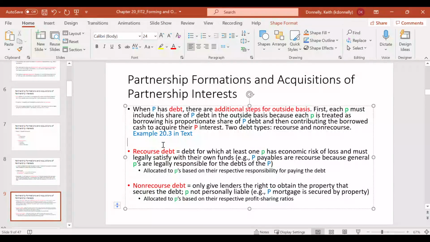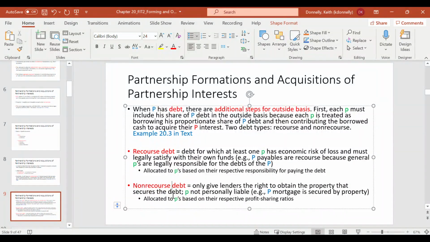Recourse debt basically means this. If you have a recourse debt, you are personally liable for this. If the partnership can't pay this debt off, they're going to come to you and they're going to take your car and your house and whatever money you have in the bank, right?